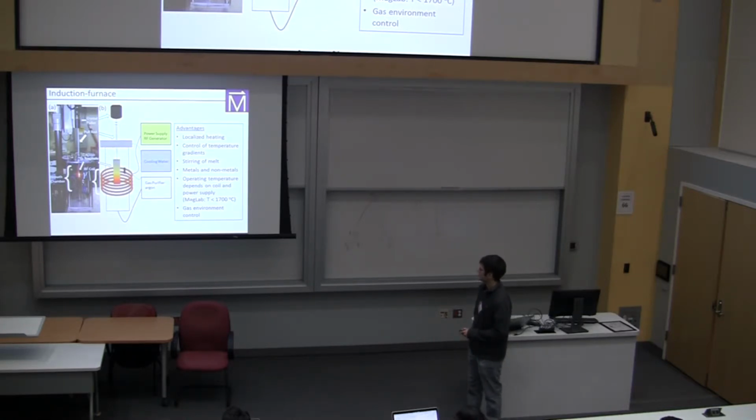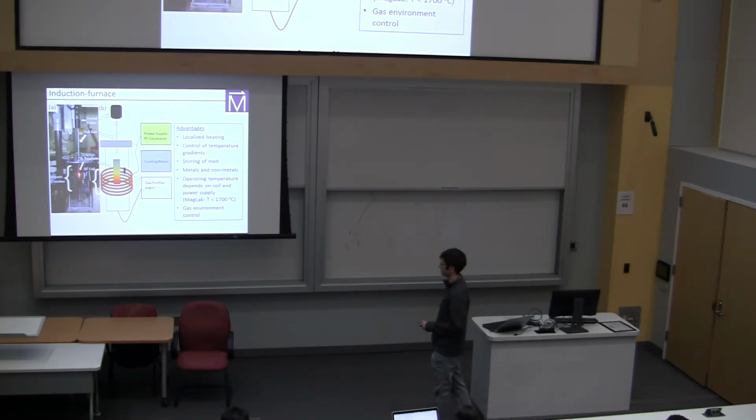You can reach all sorts of temperatures. This depends on your coil geometry and power supply. In our system, we found it very easy to get to 1700 degrees C, and the only reason that I haven't gone further is that I'm a little bit worried about melting the quartz tube that's here. I'll describe this in a little bit more detail in a second. And then you can also have very good control over your gas environment.